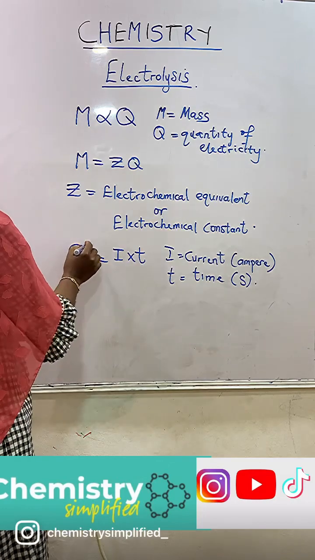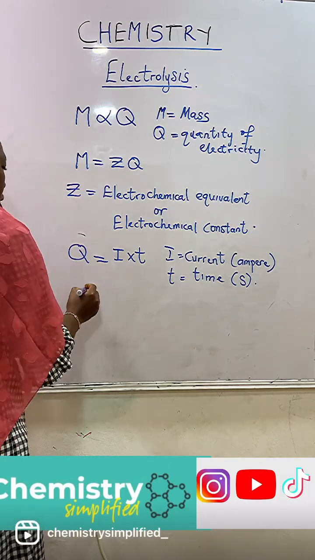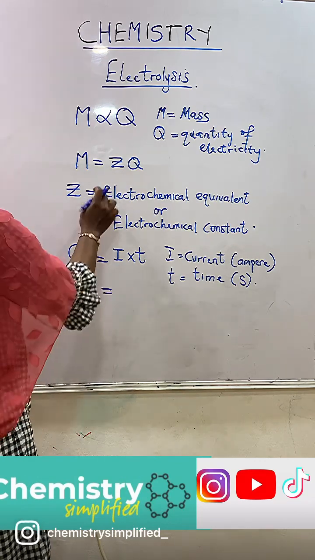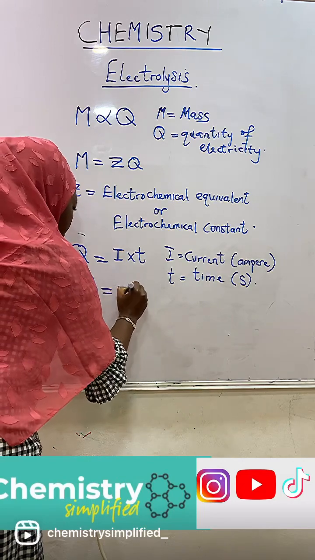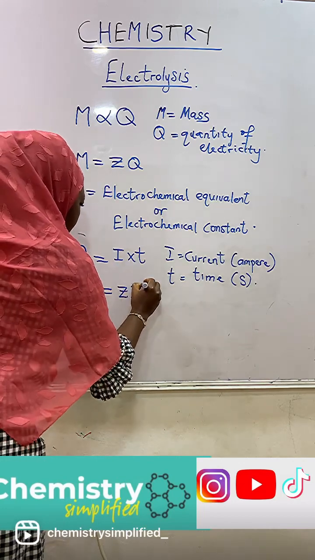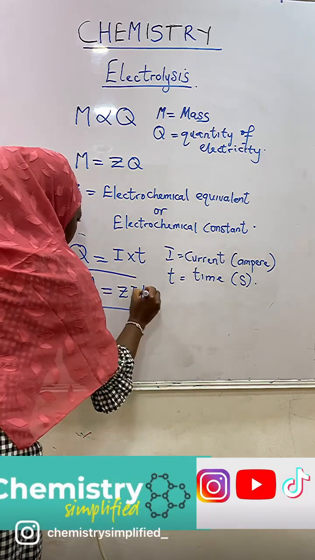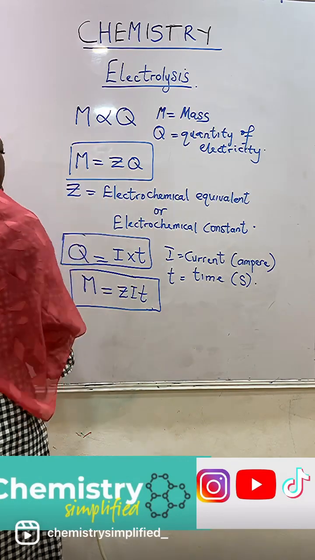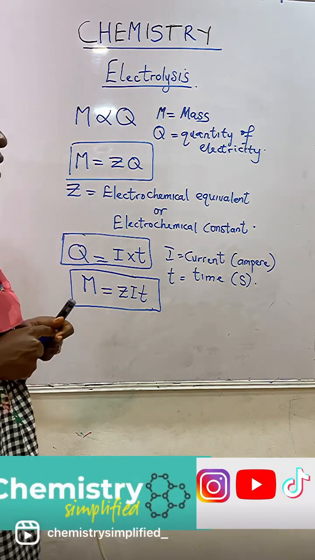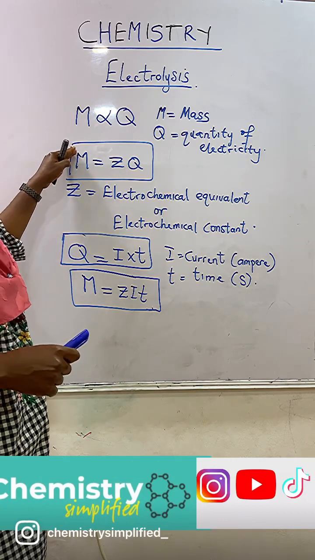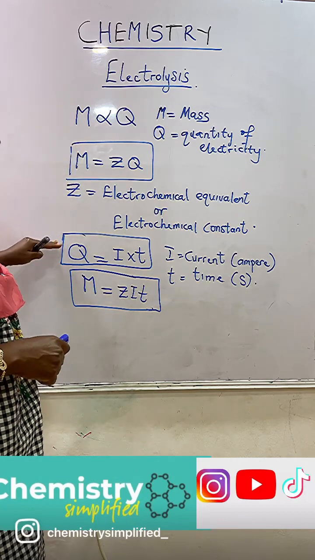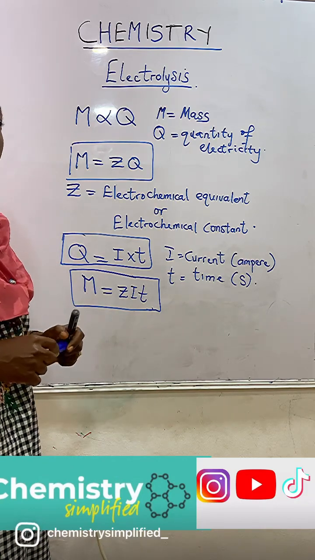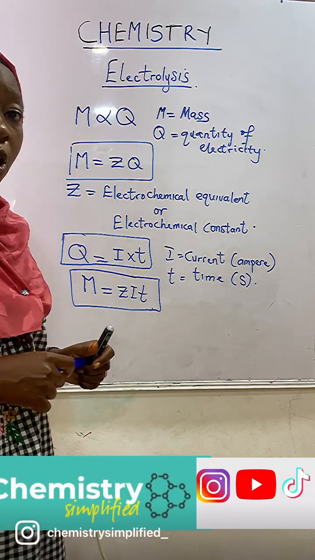So here, let's now input our Q to this equation. When we input the Q to that equation, our new equation will now be M equals ZIT. So basically, for Faraday's first law of electrolysis, we can either make use of this formula here to do our calculation, or make use of the second formula or the third formula. Now, let's look at some calculations under Faraday's first law of electrolysis.